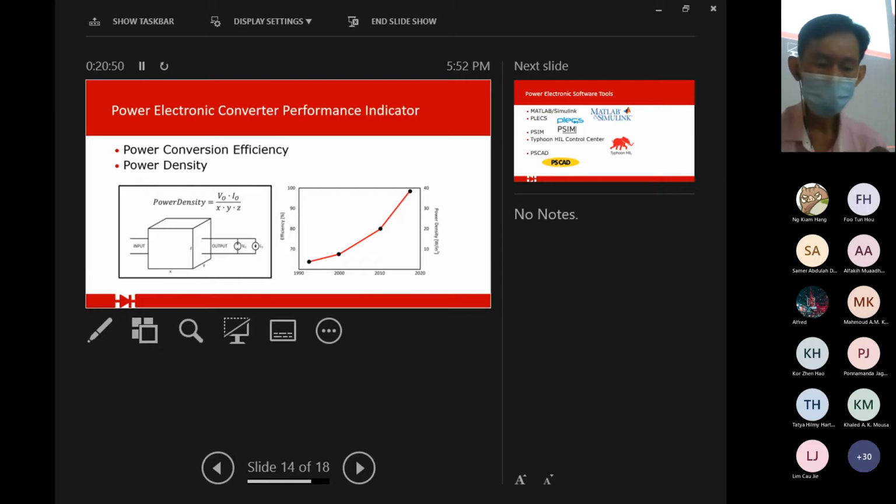Of course, power density is a bit hard to achieve at our level, in other words, student project level. But efficiency, we still can achieve at what we call student level.